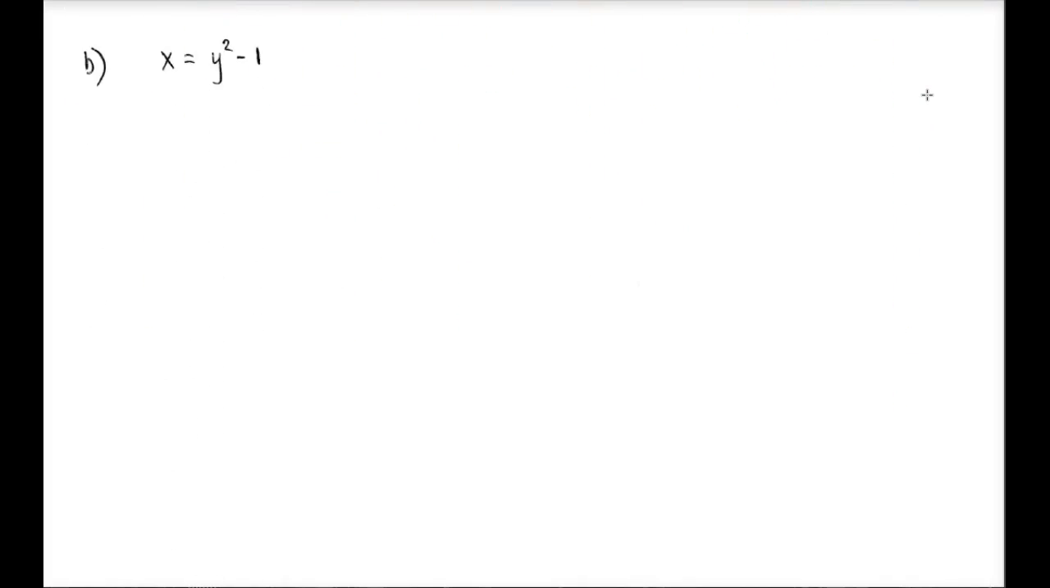So for example B here, we see that this is not a function, and the reason that we know it's not a function is because our y is squared. So for every x value that you have, two corresponding y values could go with it. And so we know that that's not representative of a function. But we will do the same test here.